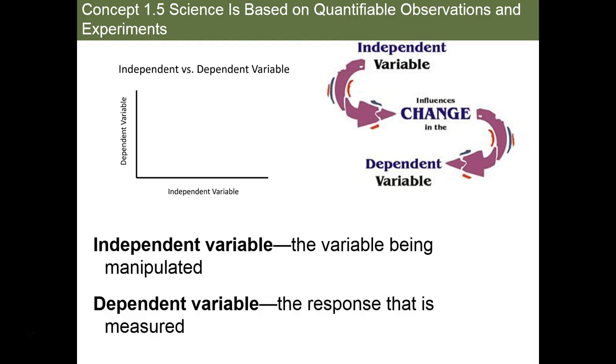Within experiments, there is usually an independent variable and a dependent variable. The independent variable is what is being manipulated, and the dependent variable is the response that is being measured. In our previous example with the atrazine, the independent variable would be the amount of atrazine, and the dependent variable would be the amount of abnormalities in the male frogs' gonads. On a graph, usually the independent variable is on the x-axis, and the dependent variable is on the y-axis.